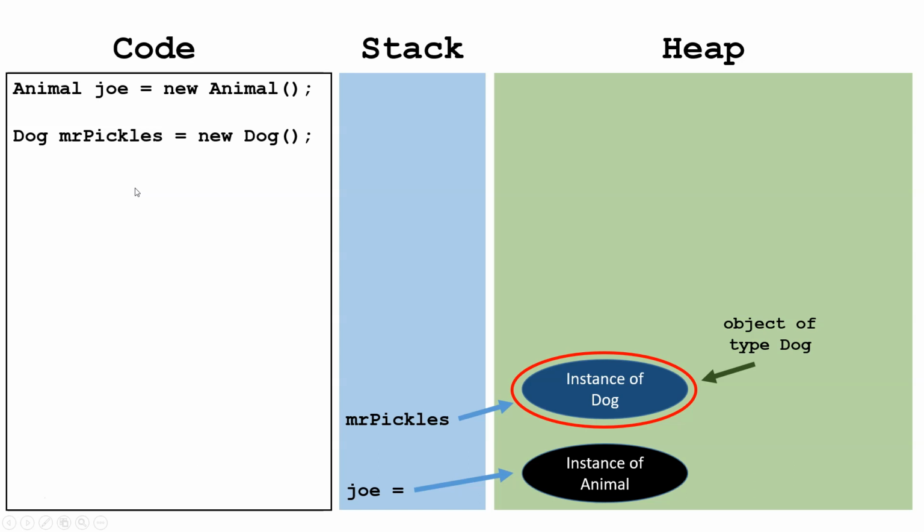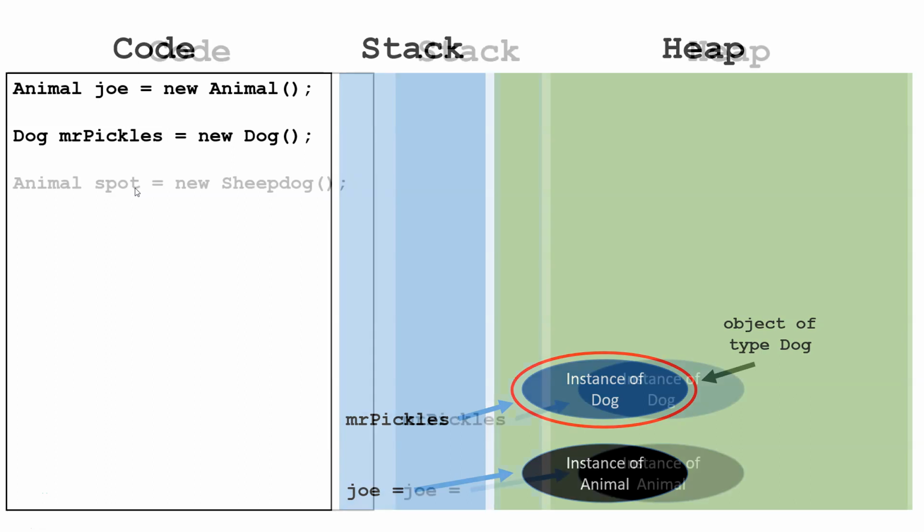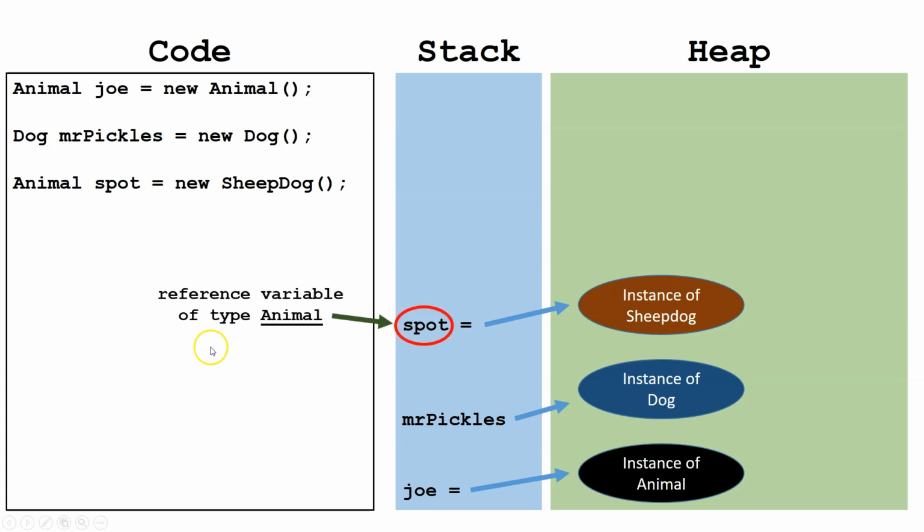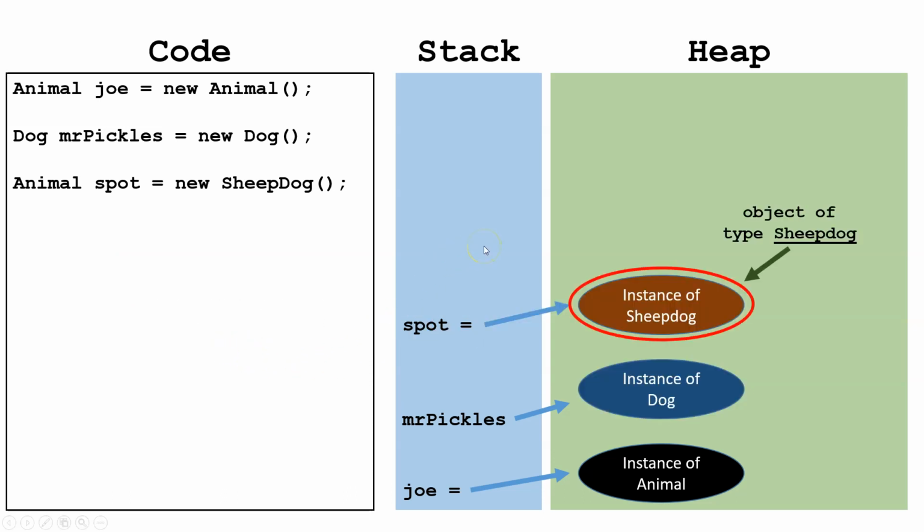Now, let's look at something interesting we can do with polymorphism. Here, we're declaring a variable spot of type Animal, and we're having it refer to a new Sheepdog object. This is legal because Sheepdog is a subclass of Animal. We may have a reference variable refer to an object of a different type as long as the object it refers to is a subclass. So since the reference variable is an Animal and the object is a Sheepdog, this is perfectly legal.